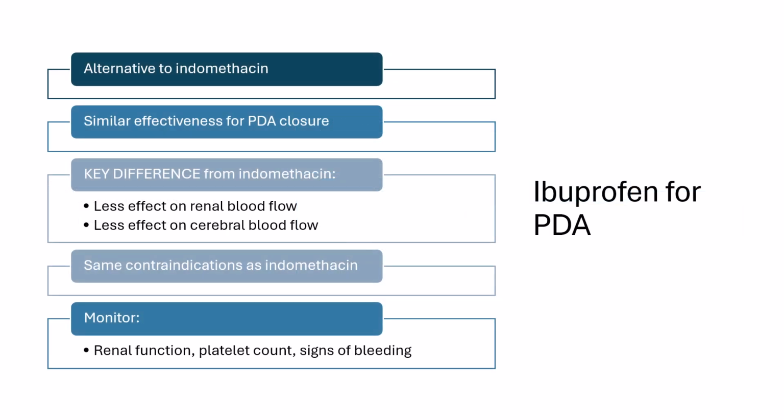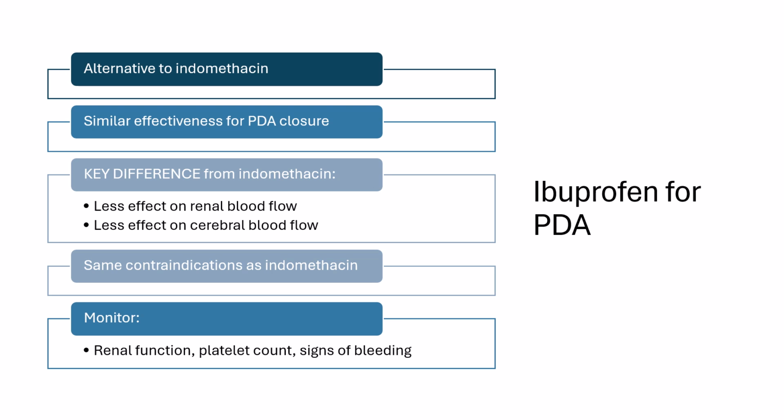Ibuprofen is an alternative to Indomethacin for PDA closure with similar effectiveness. Both drugs inhibit cyclooxygenase to reduce prostaglandin synthesis. The key difference that might appear on the exam is that ibuprofen has less effect on renal blood flow and cerebral blood flow compared to Indomethacin. This makes it potentially safer in babies with marginal renal function or neurological concerns.